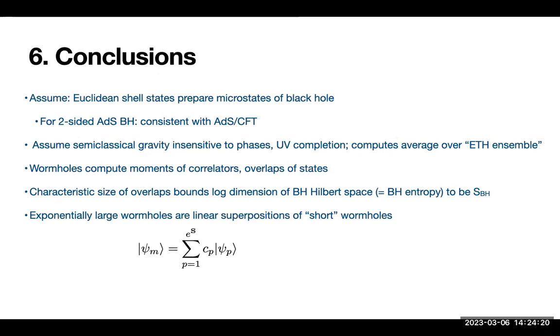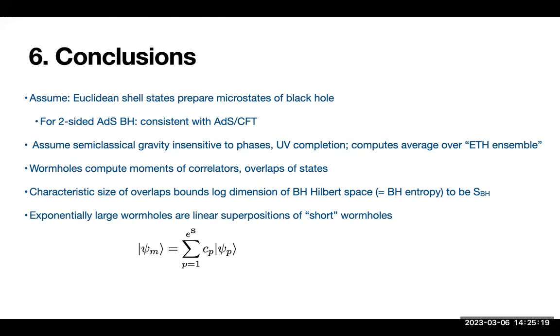But so again, I'm assuming that I can use these Euclidean shell states to prepare states of the black hole, that they reasonably capture some microstates of the black hole. I'm looking at two-sided AdS black holes so that I can lean on the AdS/CFT correspondence to think of these things as really states in some underlying theory. I'm assuming that semiclassical gravity is insensitive to things like the phase factors put in front of a given state, the UV completions of the state, and so forth, and naturally computes averages over this ETH ensemble. That wormholes compute moments of correlators, wave functions, and moments of overlaps of states. The characteristic size of the overlaps is naturally computed from these wormholes, and because they bound the log dimension of the black hole Hilbert space, the black hole entropy is the Hawking-Bekenstein entropy at the order to which we work.